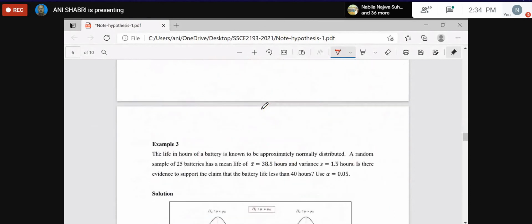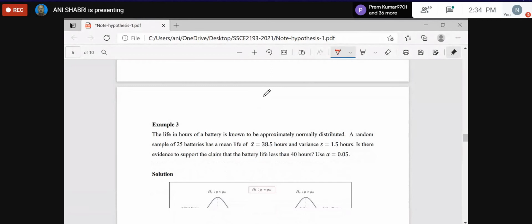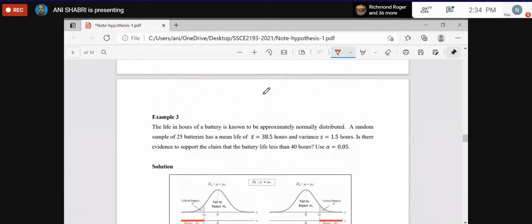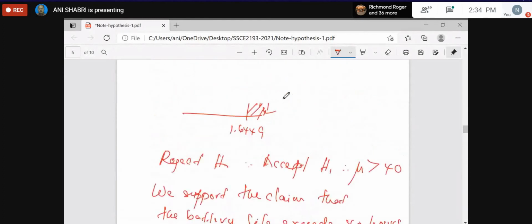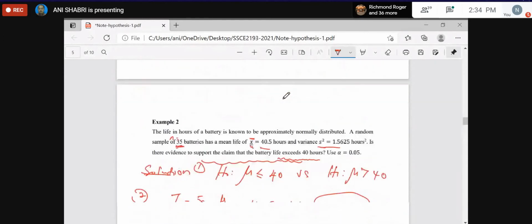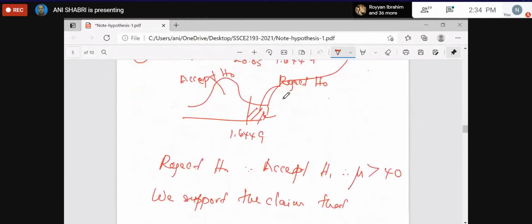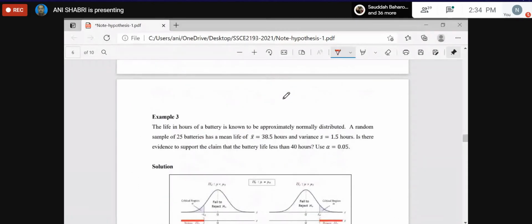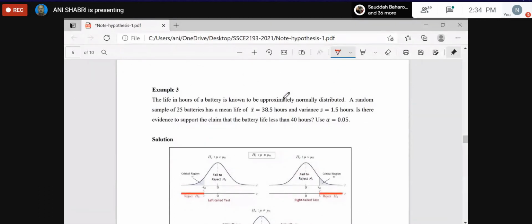Okay, we look at number 3. Example 3. Example 2 is okay. If it is not clear, look at the notes later. Look at example 3. The question is the same, I just change the size of the data.